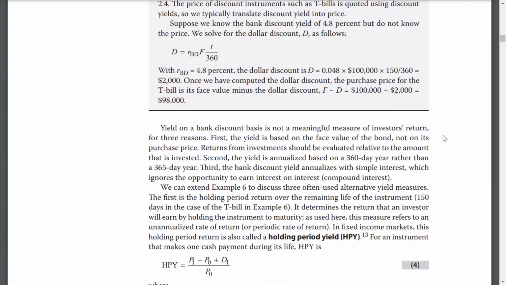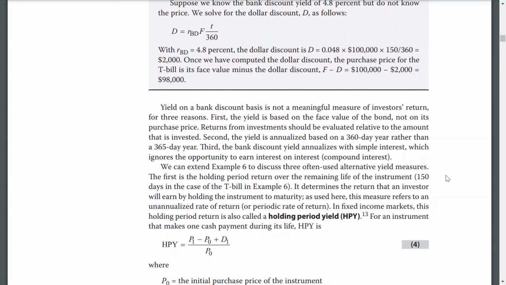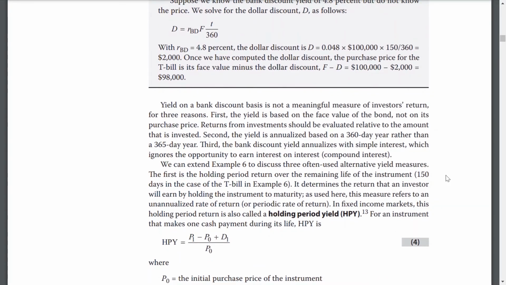Yield on a bank discount basis is not a meaningful measure of investors' return for 3 reasons. First, the yield is based on the face value of the bond, not on its purchasing price. Returns on investment should be evaluated relative to the amount invested. Second, the yield is annualized based on a 360-day year rather than a 365-day year. Third, the bank discount yield annualizes with simple interest, which ignores the opportunity to earn interest on interest, a.k.a. compound interest.